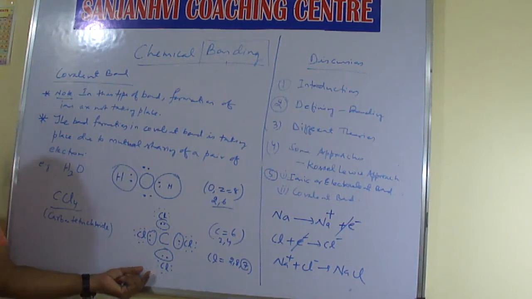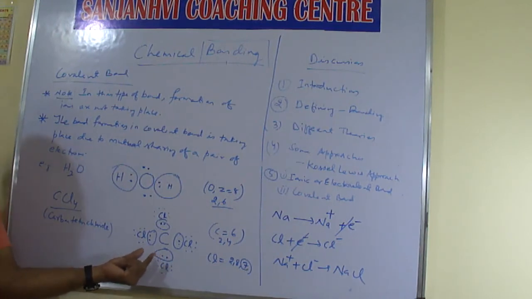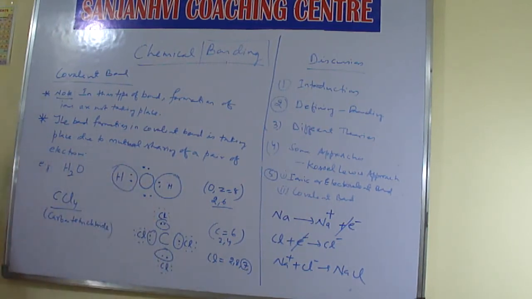Chlorine wants to gain 1 electron, and carbon is ready to give 1 electron. So both of them came near each other and formed a bond. This is called mutual sharing of electrons. So this is a covalent bond.